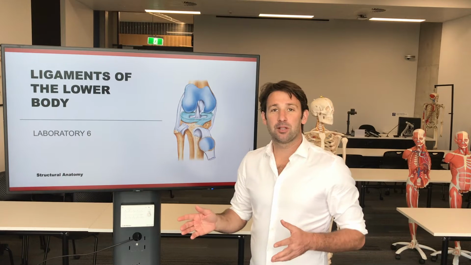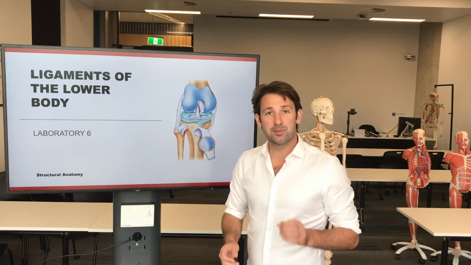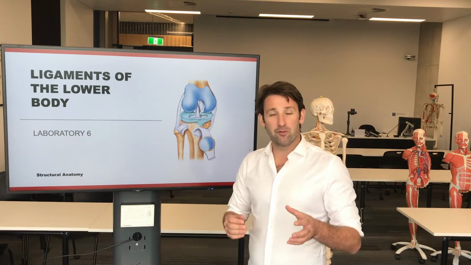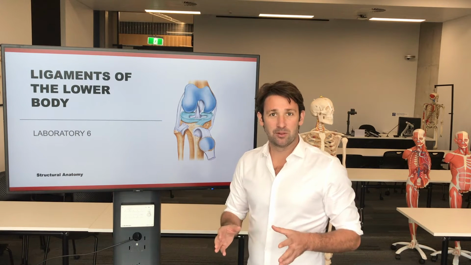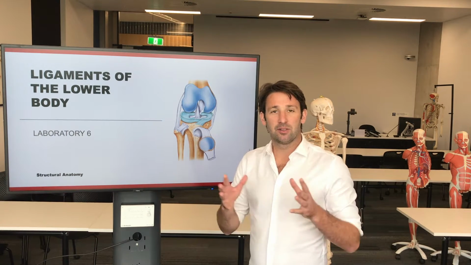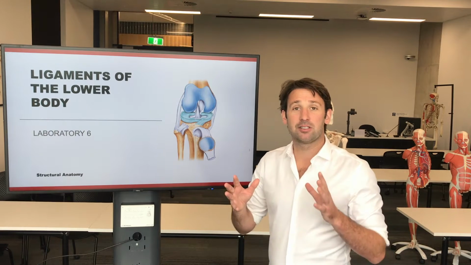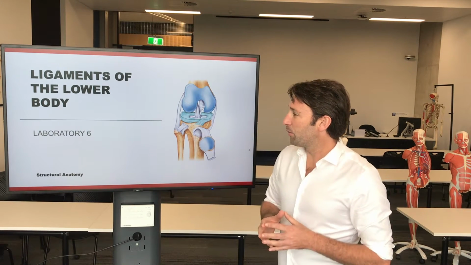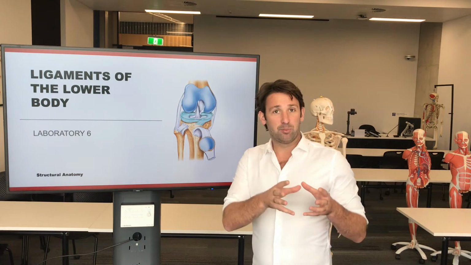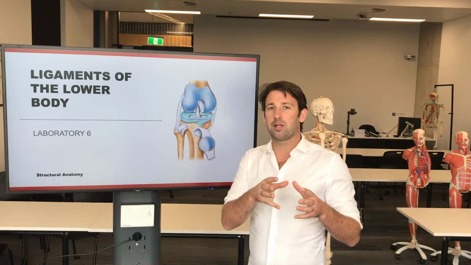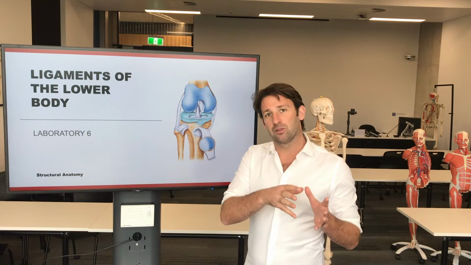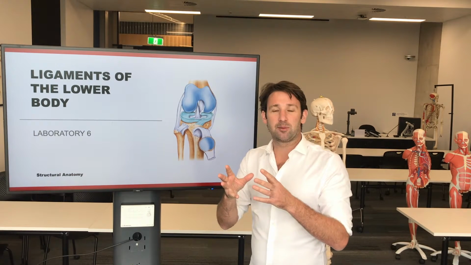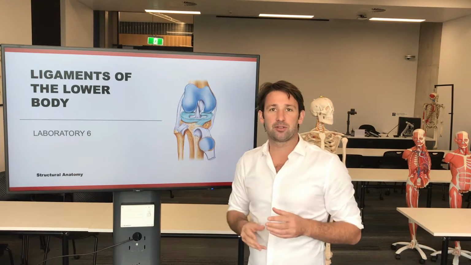In Laboratory 6, we're going to go through the ligaments of the lower body, specifically the hip, the pelvis, the knee and the ankle. Remembering that ligaments play a role in stabilizing joints and restricting movements. So those four areas we're going to touch on. We're going to have a look at the individual bones around those to get more in touch with our bony landmarks, and then we'll follow that up with introducing the ligaments as we have done in the previous laboratory.